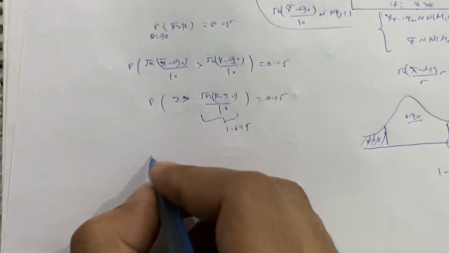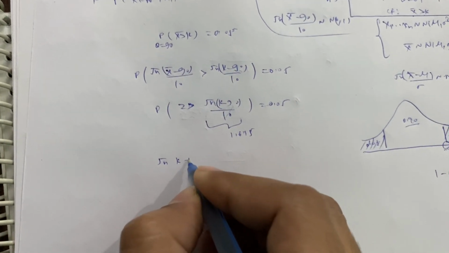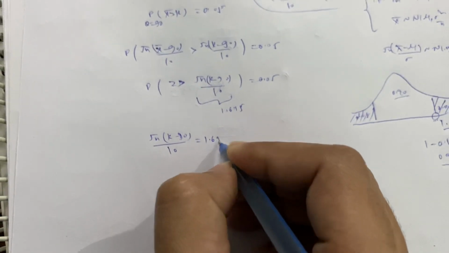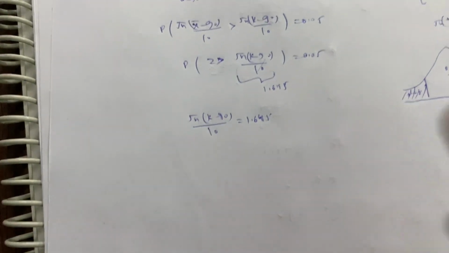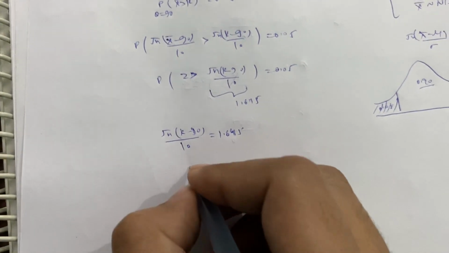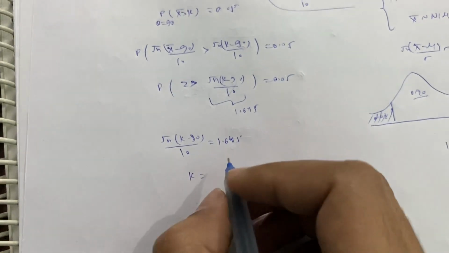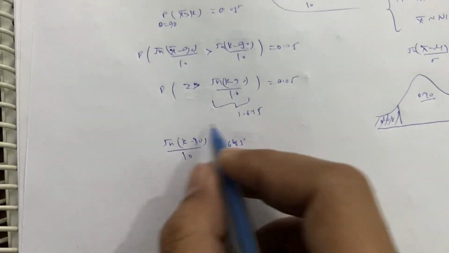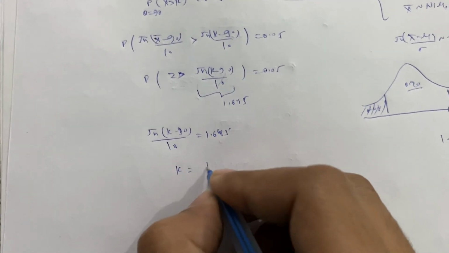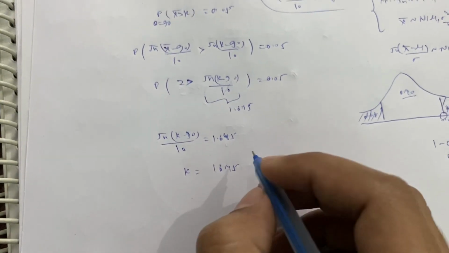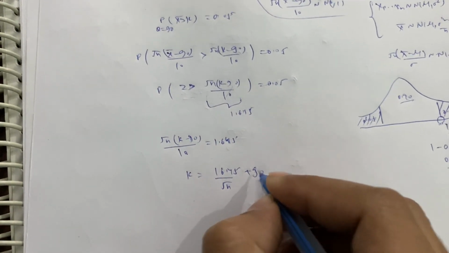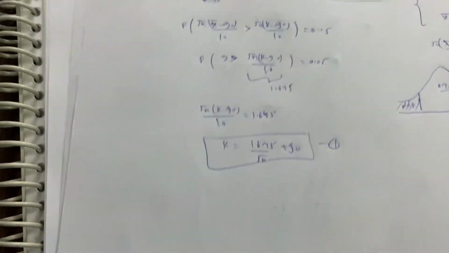So let's equate it: root n times (k minus 90) divided by 10 is equal to 1.645. Now we need to find the value of root n, so we need to eliminate k. Let's write this equation in terms of k. Multiply 10 with 1.645 to get 16.45, divided by root n, plus 90. So this is our equation 1.